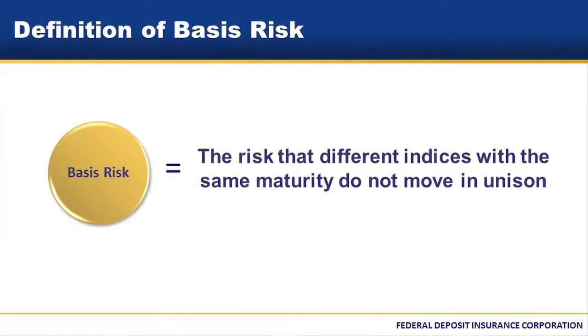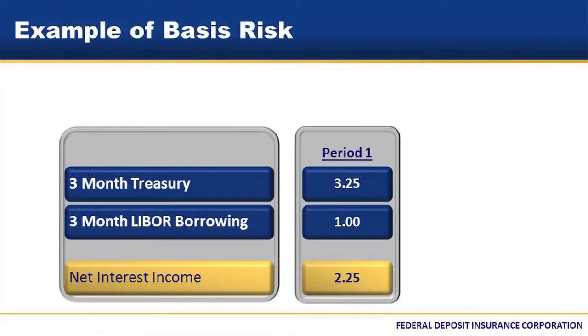As we mentioned at the beginning of our presentation, basis risk is the risk that different indices do not move together, or the risk that correlations between rates upon which a bank's assets and liabilities are based will move in a manner which is detrimental to an organization's earnings and value. Let's look at an example. Here we have a 5-year loan priced off of the 3-month Treasury rate, funded by a 5-year Federal Home Loan Bank borrowing priced off the 3-month LIBOR rate. It appears this bank is well matched because both indices are based on identical repricing frequencies.